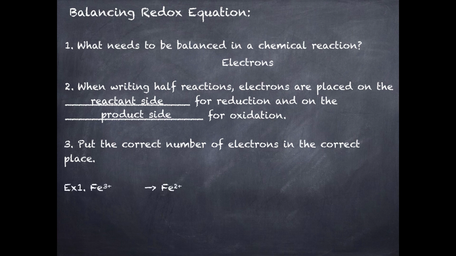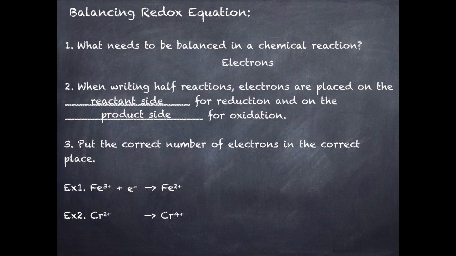So, all right, this tells me to put the correct number of electrons in the correct place. Well, iron has a +3 charge when it's a reactant and then a +2 charge when it's a product, which tells me that this is being reduced because it is gaining 1 electron. So I'm going to put the electron on the reactant side, and it's just 1 electron. Let's look at another example.